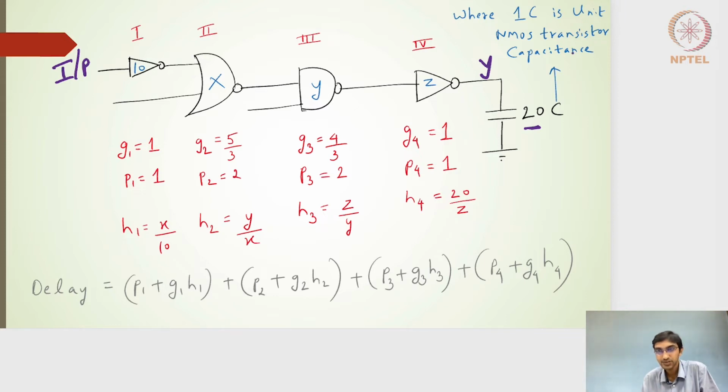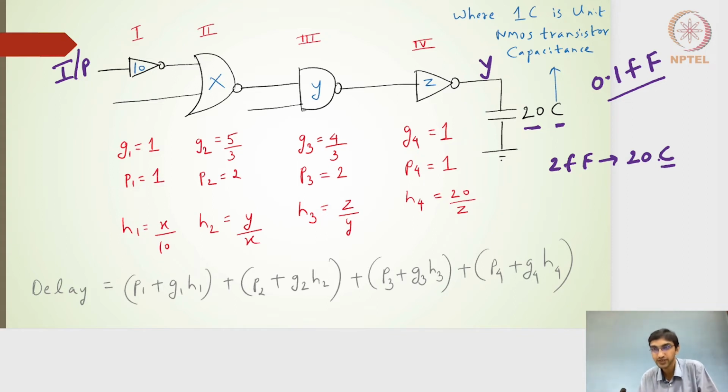If I choose a unit NMOS transistor, the width will be 100 nanometers. Whatever its parasitic capacitance is, that will be the 1C. If we know the unit transistor, its capacitance should be close to 0.1 femtofarads. So we have converted this load capacitance into 20 multiplied by the unit NMOS transistor capacitance. If the capacitance is actually 2 femtofarads, we represent it as 20 into C, where C represents the unit NMOS transistor's capacitance, which is 0.1 femtofarads. Hope this is clear.